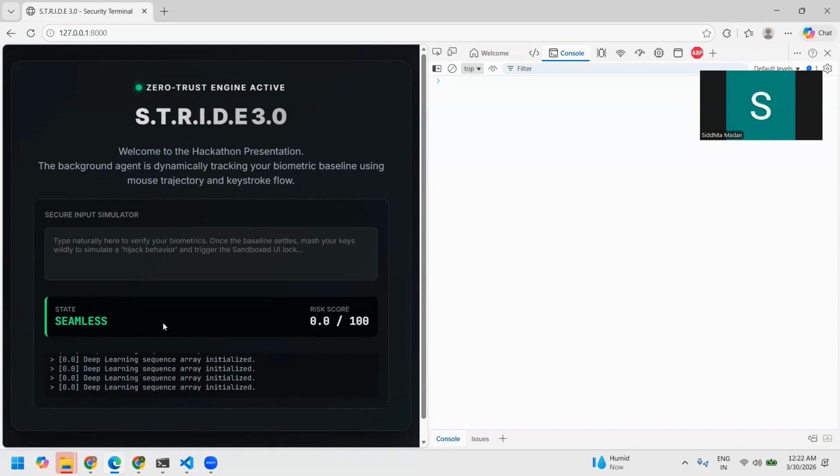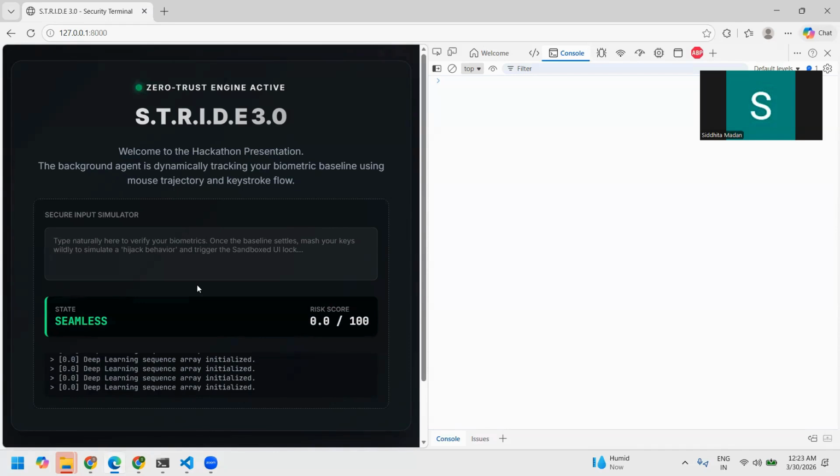It is verifying me in real time. It is learning how I interact with the machine continuously throughout the session. Our engine is based on three distinct security layers. The first one is using behavior biometrics. So I have trained the CNN model using six features, that is keystroke flight time, dwell time, mouse velocity, trajectory curvature, click cadence, and error rates.